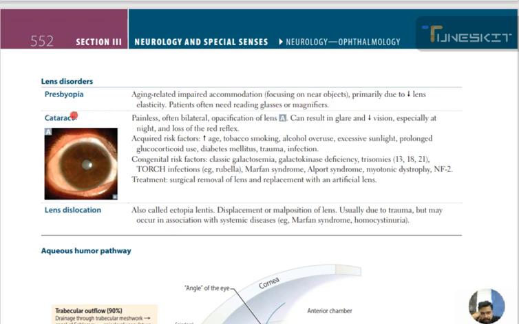So the cataract, it is a painless, often bilateral opacification of the lens, which can result in glare and decreased vision, especially at night, and loss of red reflexes.